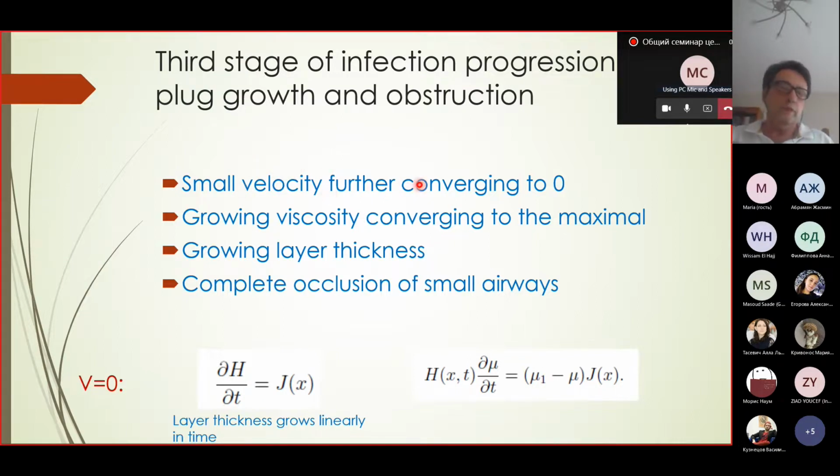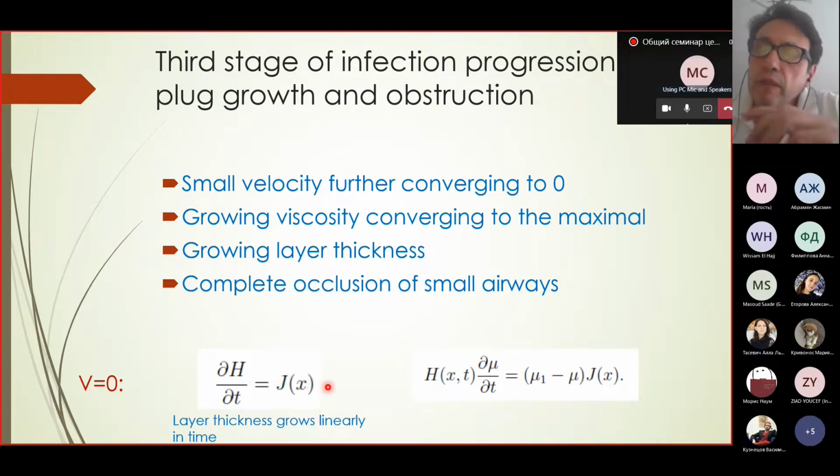Flow velocity is very small and converges. You continue to converge to zero. Mucus viscosity continues to grow and converges to the maximal value. And now we take our model and we substitute in our model flow velocity 0. It is not yet exactly 0, but it is very small and it converges to 0. So let us just do this exercise. We substitute v equals 0 in our model for h, and we obtain this very simple equation, just a linear equation.